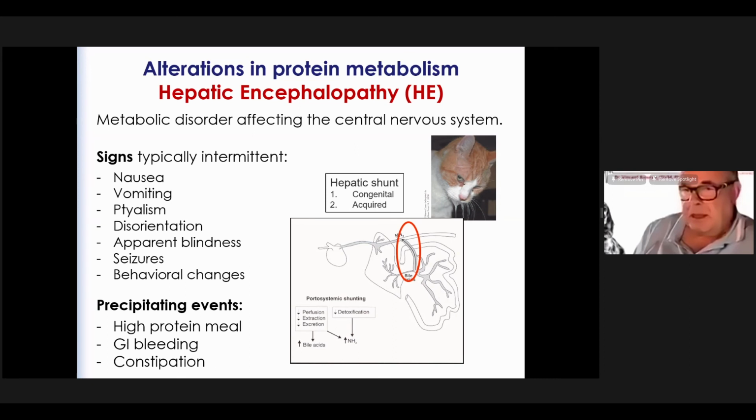The only issue there is to close that shunt, which requires surgery and a very good surgeon. Some surgeons are very good at that, but if you're not trained to do that, it's not a very easy surgery. Then you can also get acquired shunts.